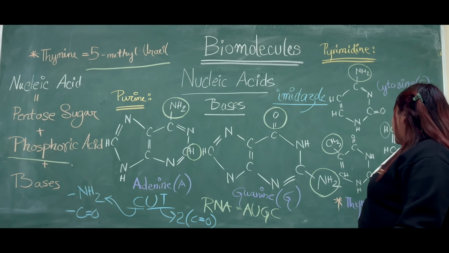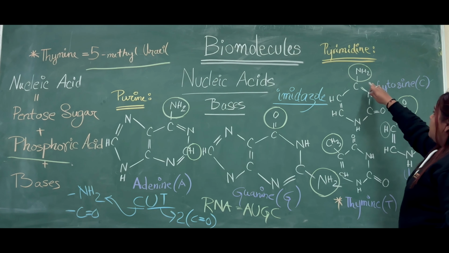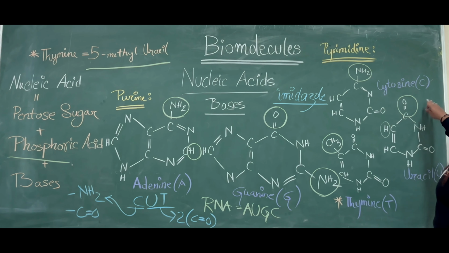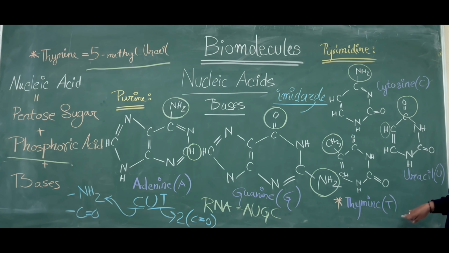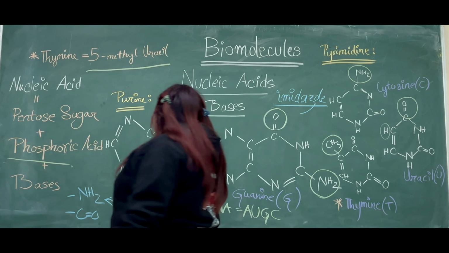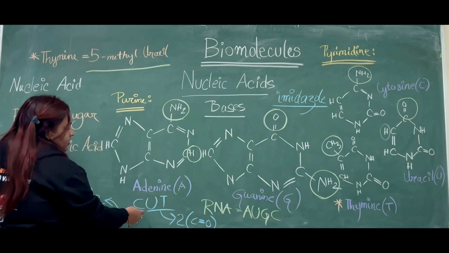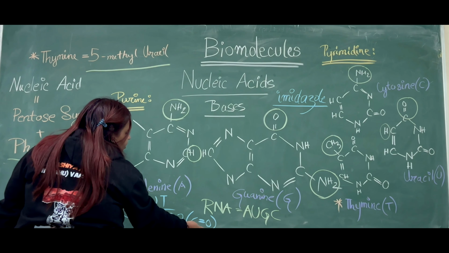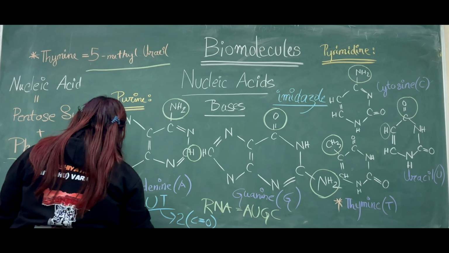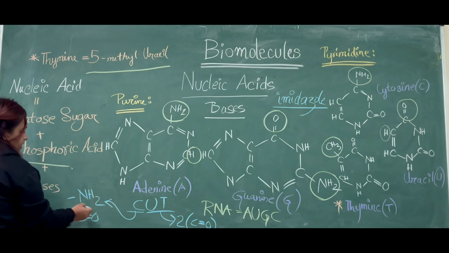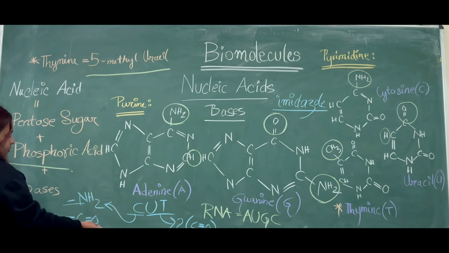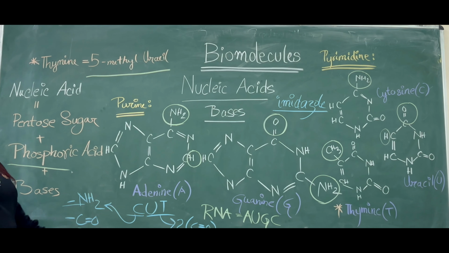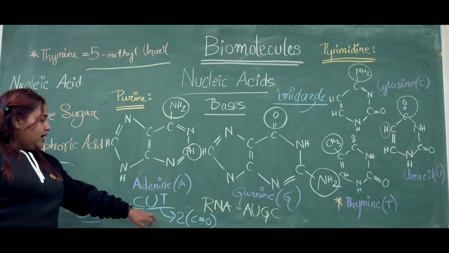And apart from that, in the pyrimidine, we can see that there is C, U, T. So for pyrimidine, you should remember that U and T have 2 carbon and oxygen bonds like this. But for C there is one NH and one carbon and oxygen bond. These are the main differences between C and U, T.